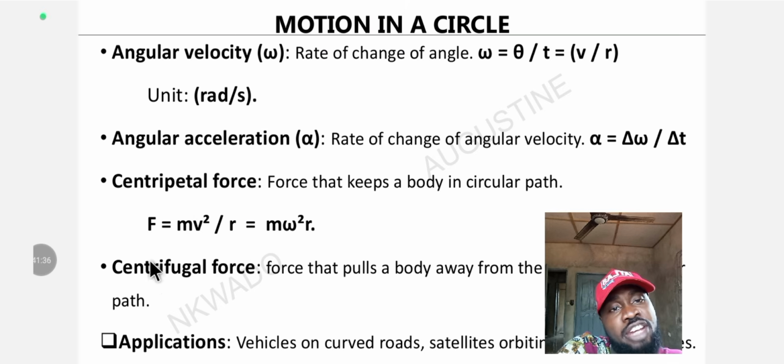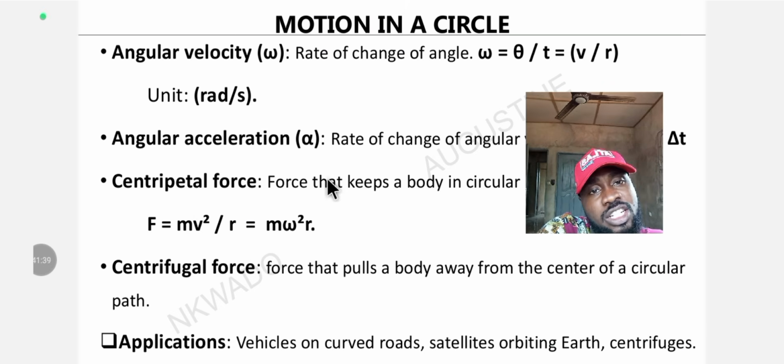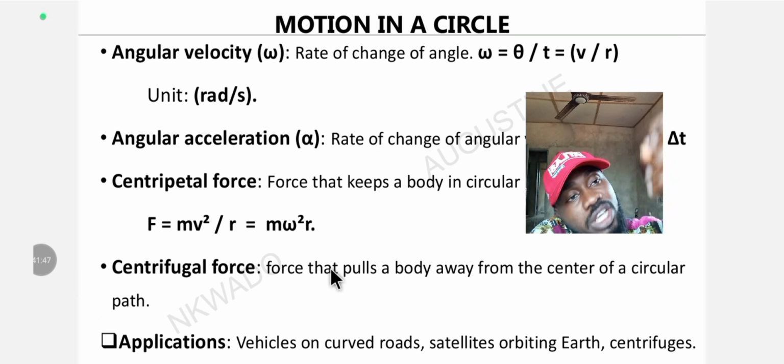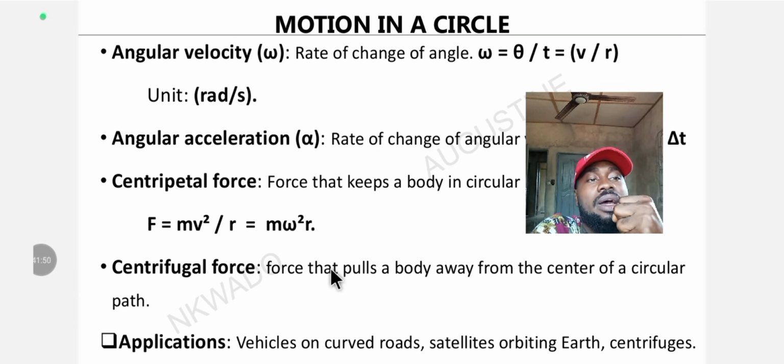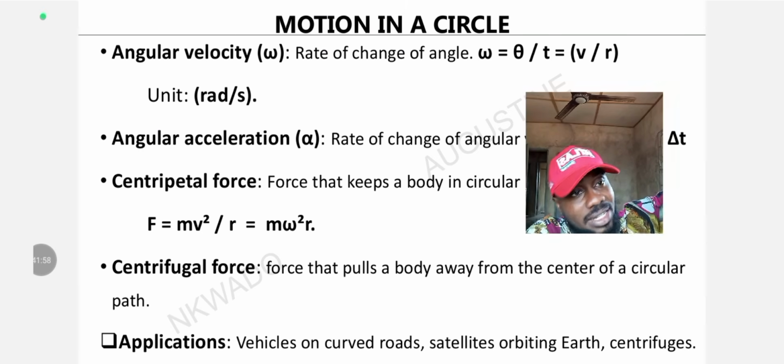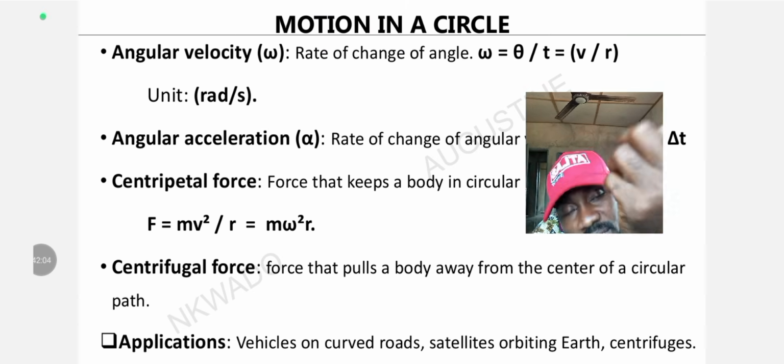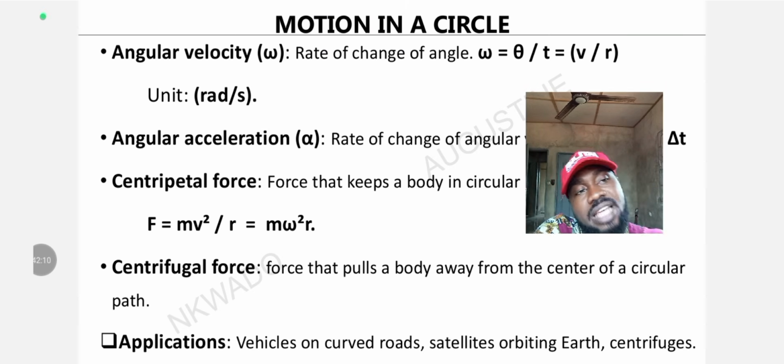Then the next we have here is centrifugal force. And what is centrifugal force? It is the force that pulls a body from the center of a circular path, the force that drags a body from the center of a circle. Remember, centripetal is the force that keeps a body rotating around the circular path. But centrifugal is the force that pulls the body away from the center of a circular path.